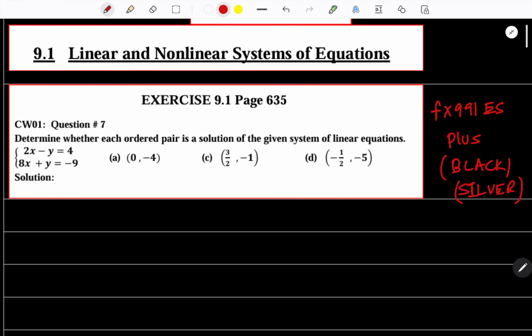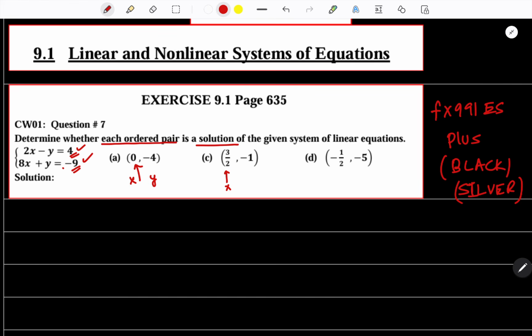The first question: determine whether each ordered pair is a solution. What do you mean by solution? Solution means you need to put this point in the equations and check whether it satisfies them. Both the equations. There are two equations, and if you put x is equal to 0 and y is equal to -4, it should satisfy the first equation and the second equation. What do you mean by satisfy? You will get the number 4 and you will get the number -9.